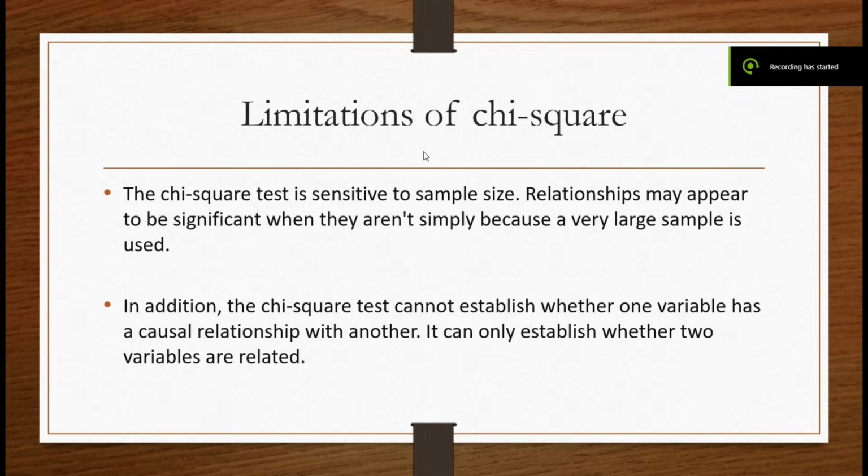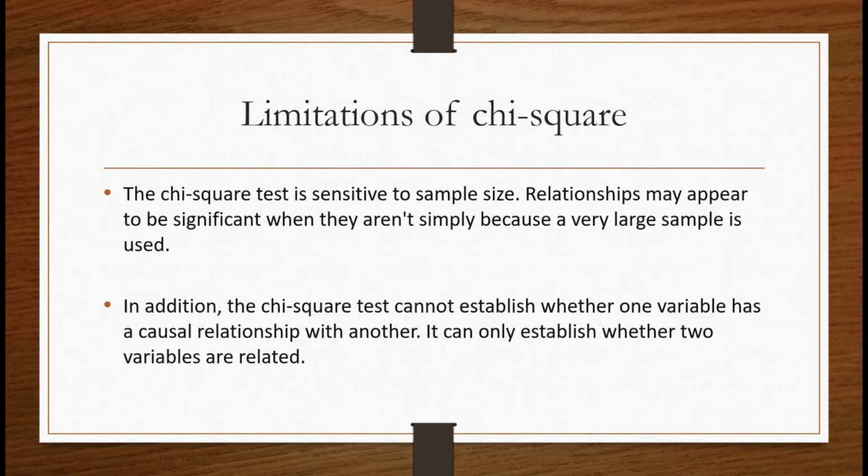Limitations of chi-square. The chi-square test is sensitive to sample size, so relationships may appear to be significant when they aren't, simply because a very large sample is used. In addition, the chi-square test cannot establish whether one variable has a causal relationship with another. It can only establish whether two variables are related.